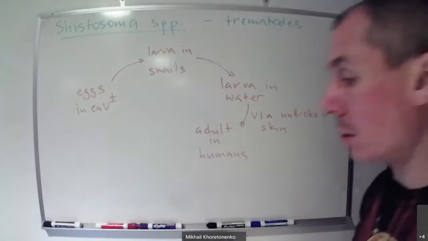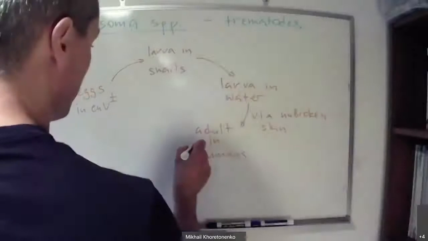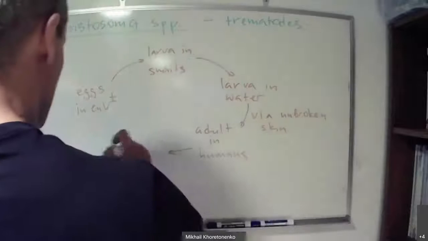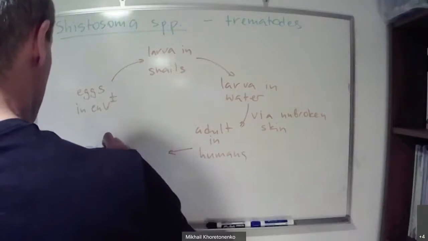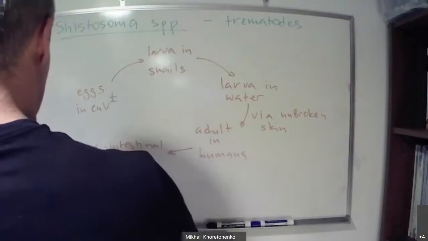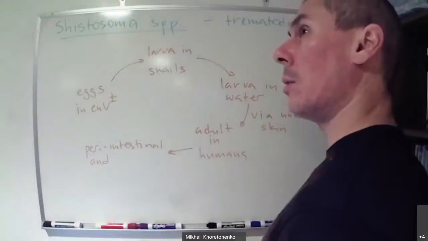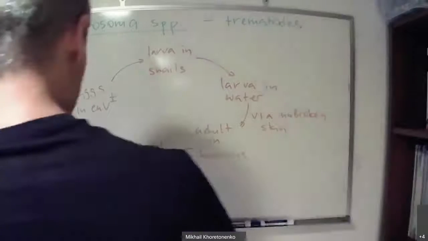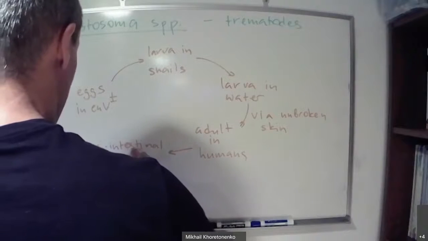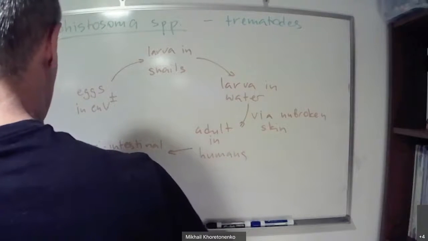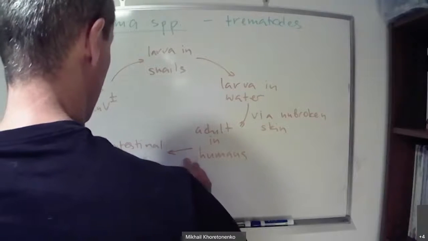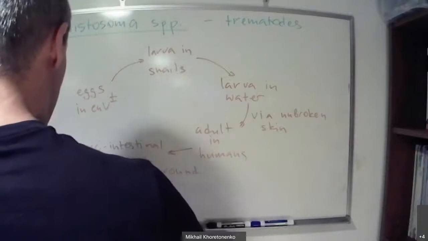And from the systemic circulation, they end up in the, I'm going to highlight it here, peri-intestinal capillaries. We're going to start with the peri-intestinal capillaries. And capillaries around the urinary bladder.